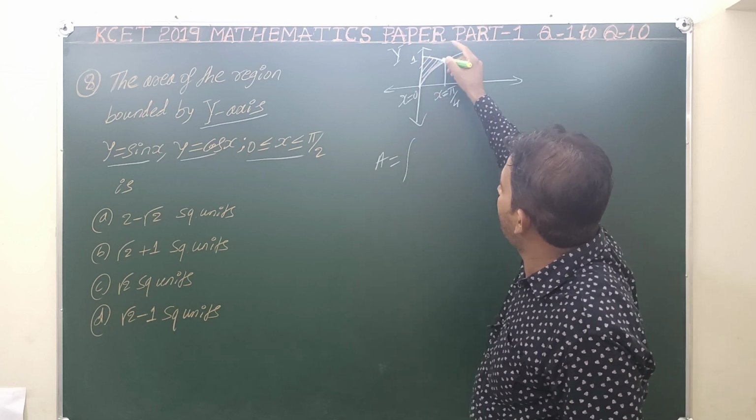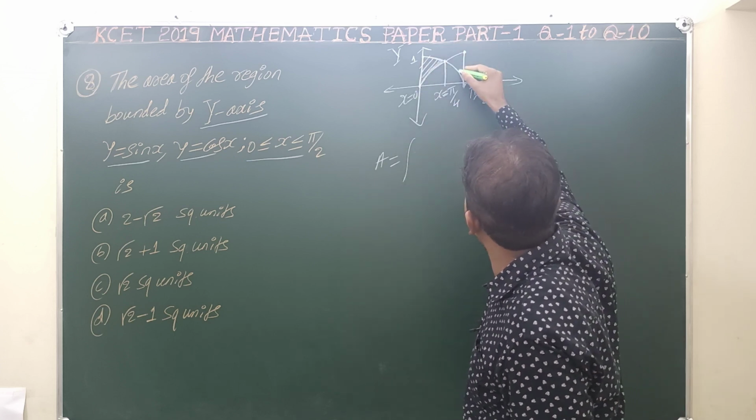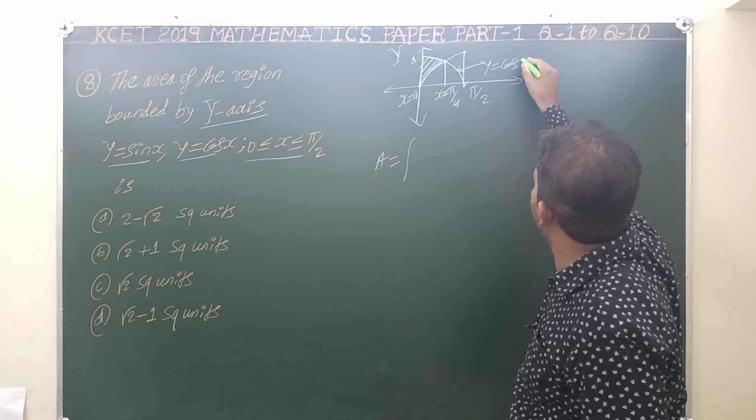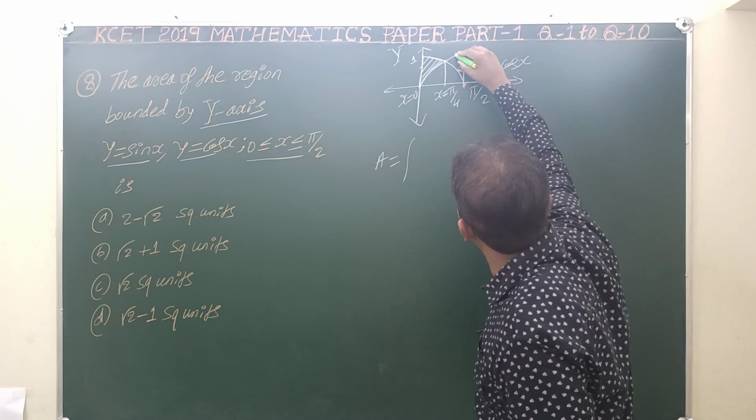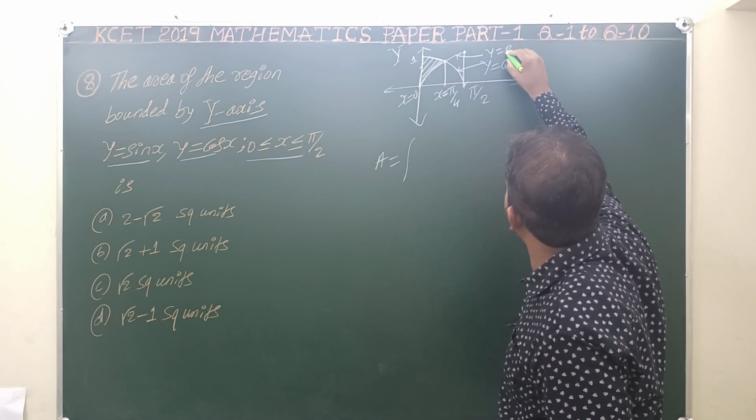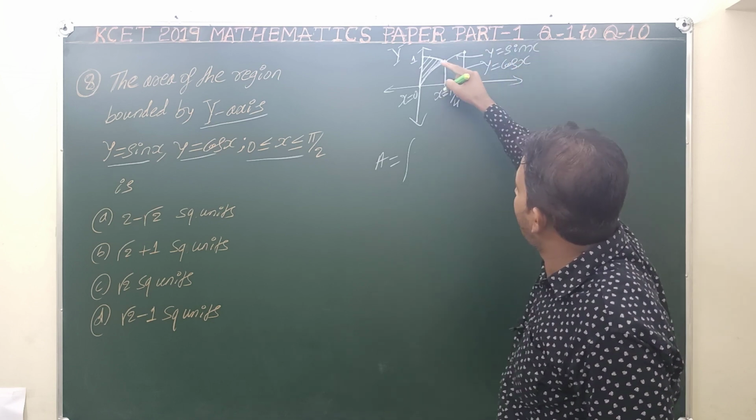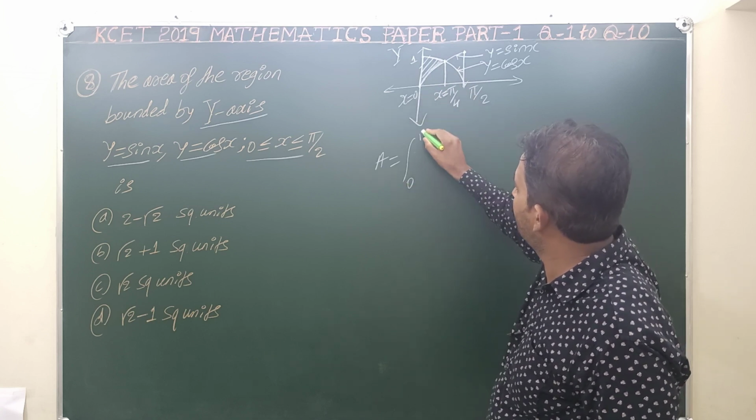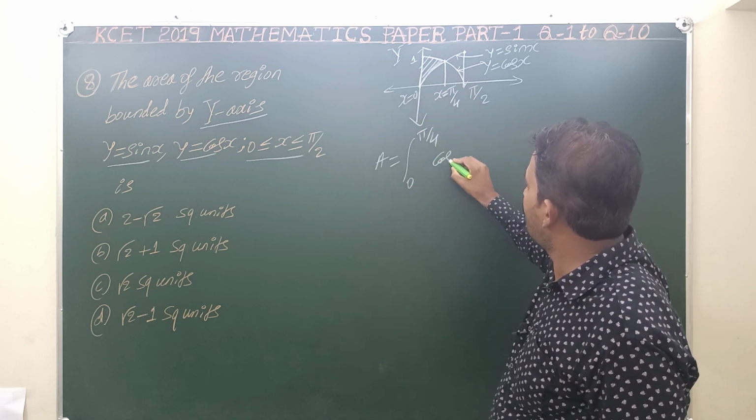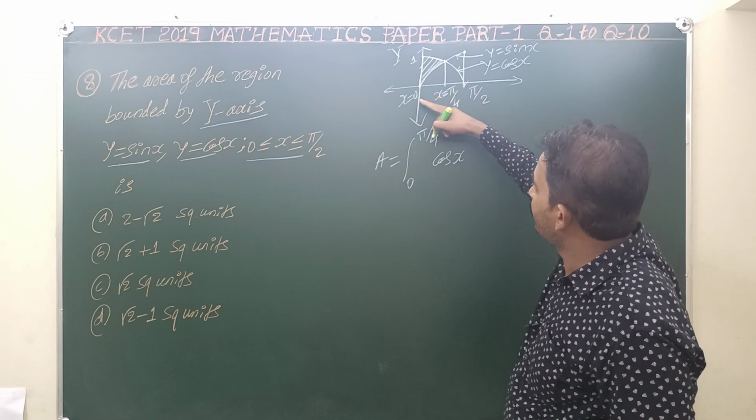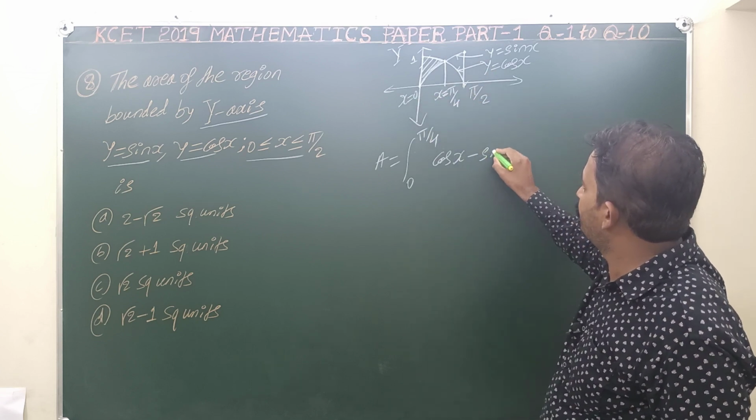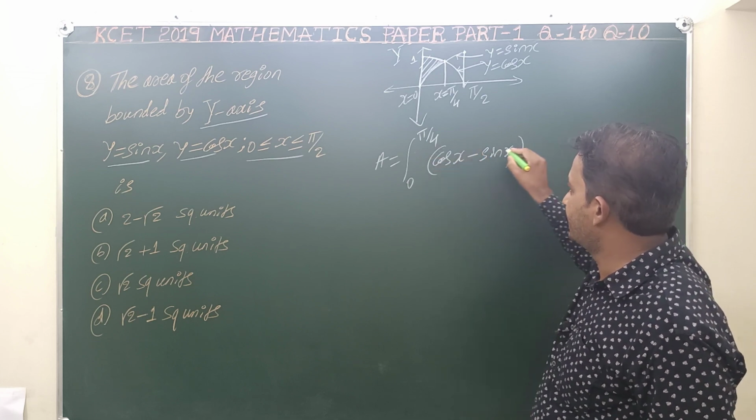Find the area under the curve. This is cos x, y is equal to cos x. This is sin x, y is equal to sin x. Find the area under the curve cos x from 0 to pi by 4, subtract this with the area under the curve sin x from 0 to pi by 4. This is the required answer.